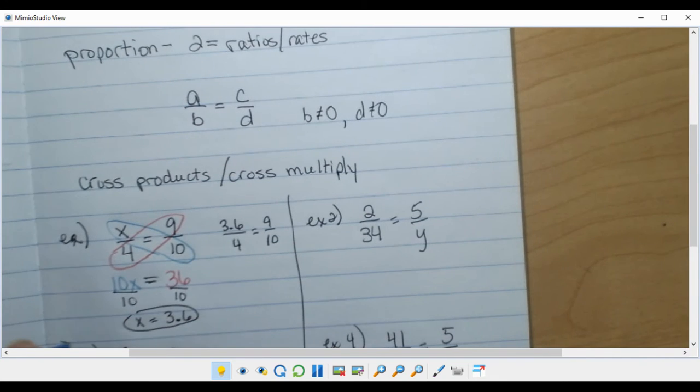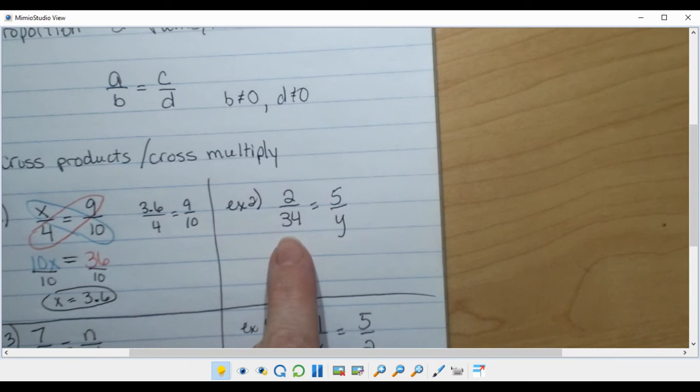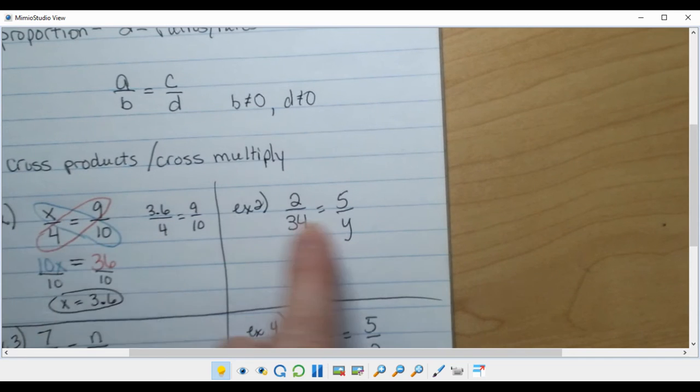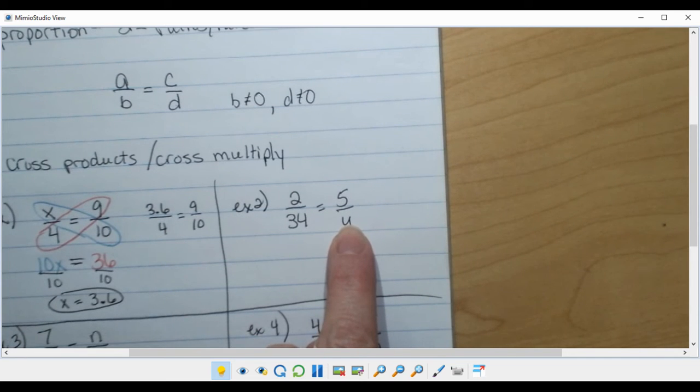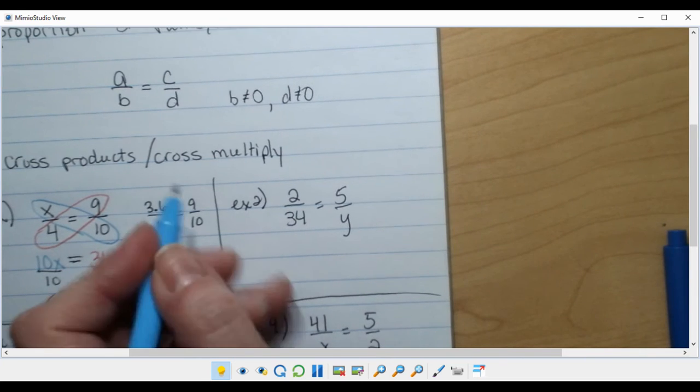Should probably section these off. There we go. Okay, so I have 2 over 34 equals 5 over y. If you noticed, our variable switched. It's in a different position. Doesn't make a difference. We're still going to do our cross multiply. I'm going to live on the edge, and I'm going to go the other direction first.